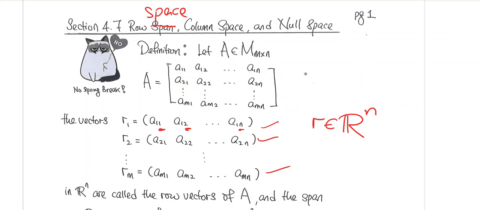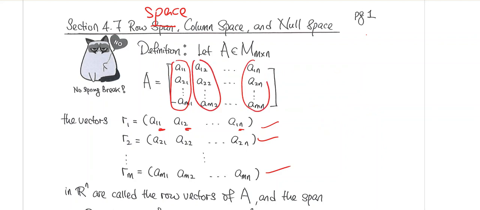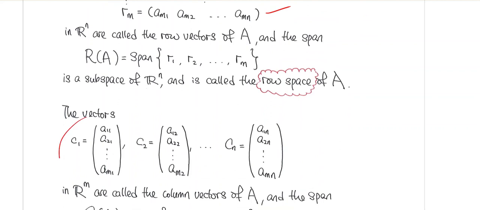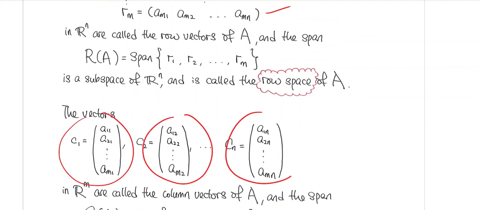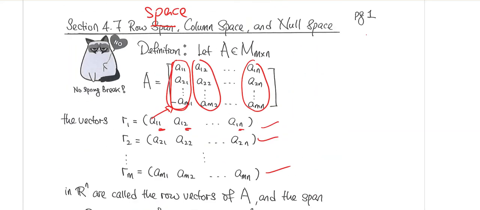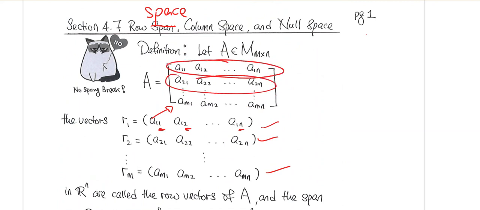Now if you look at the columns, these are the first column of the matrix, the second column of the matrix, and the n-th column of this matrix. If you write these as column vectors, we write them as C1, C2, and all the way to Cn. These are referred to as the column vectors of the matrix A, and these are the row vectors of the matrix A. We haven't talked about row space yet. We just talked about the row vectors and column vectors.